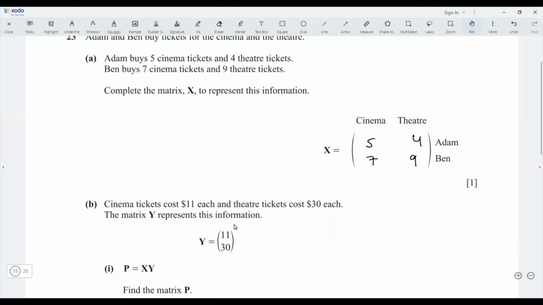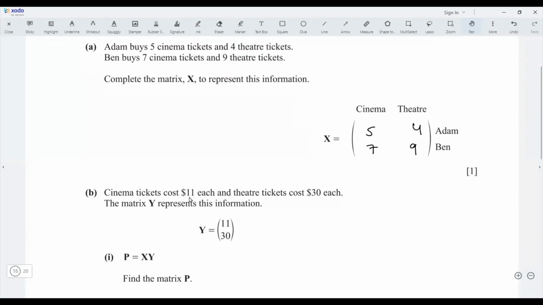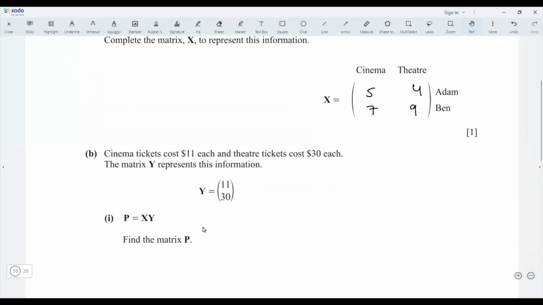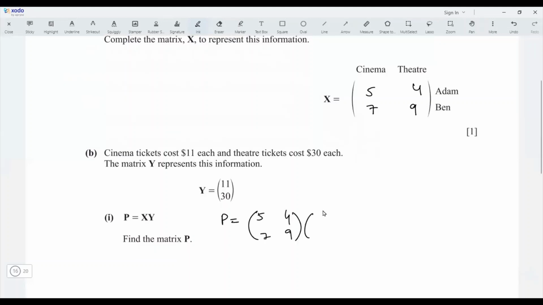In the next part, cinema tickets cost $11, as written here, and theater tickets cost $30. So Y is the matrix representing the cost of the separate events, that means cinema as well as theater. So P equals XY. We have to find the matrix P, where X is the very first matrix and Y is the cost. So we simply multiply those two matrices. P equals 5, 4, 7, 9, multiplied with 11 and 30.